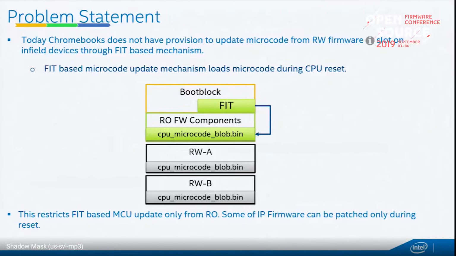One is that last bullet point where it says some IP firmware can be patched only during reset. That should also discuss what type of resets. There are warm and cold resets, and some patches only get applied during warm versus cold. And to your point about the attack vector, in this particular case the two boot blocks are sitting in RO, but one of them has a FIT entry to a region in RW, which only contains the microcode update. And all the code is still in RO. Yes, the code is still in RO.